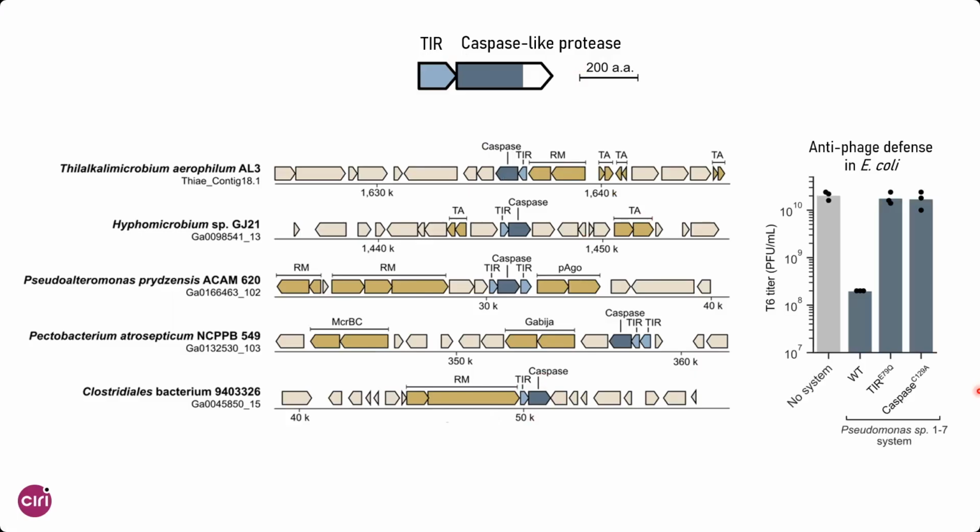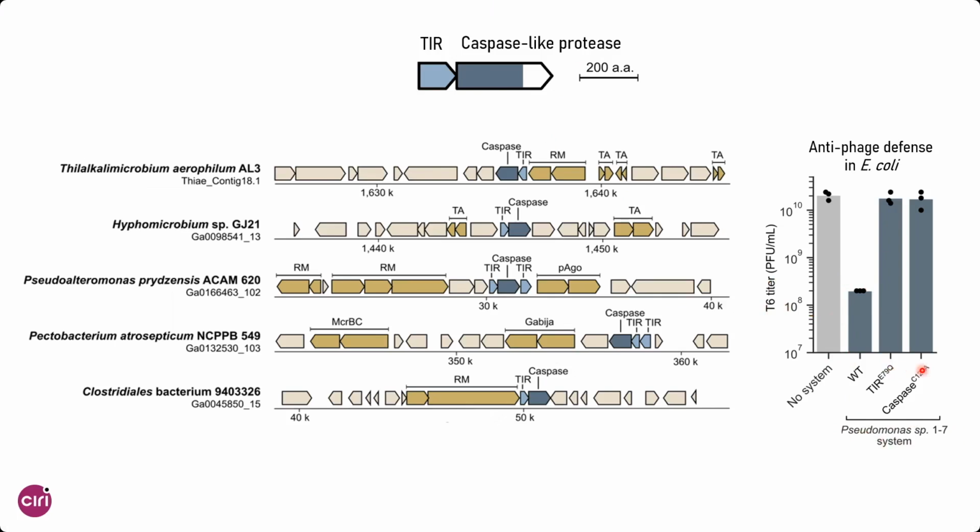And actually, we could validate this hypothesis by showing that if you take an operon from Pseudomonas and you put it into E. coli cells, it will protect E. coli cells against phage infection by phage T6. But if you mutate either of these components, you lose the defensive phenotype. So this shows that this operon is indeed a new defense system.